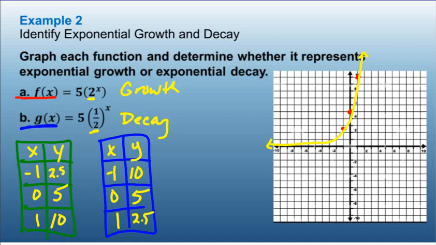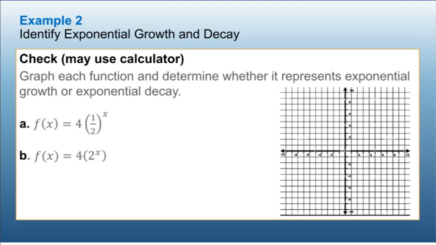If I plot those on here, I would have -1, 10 up here, 0, 5 would be here, and then 1 and 2.5 would be here. And then I can draw my line. This one comes down, and then eventually comes across close to the x-axis, but never crosses the x-axis.